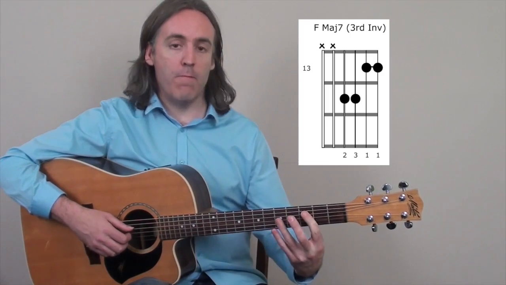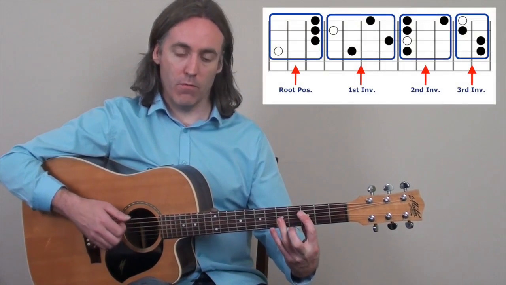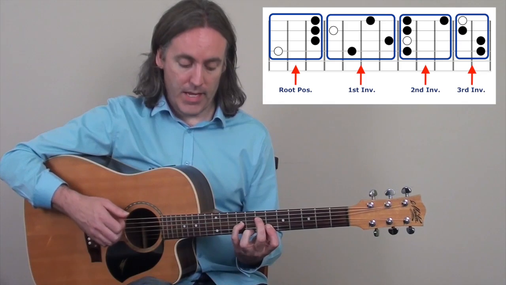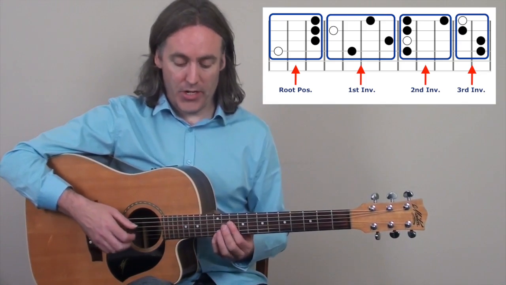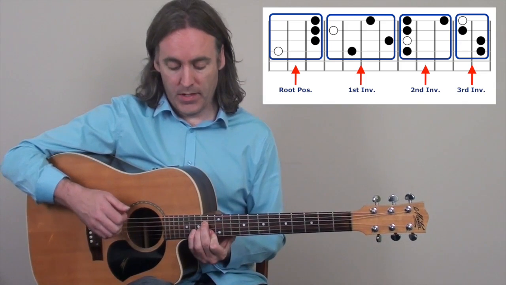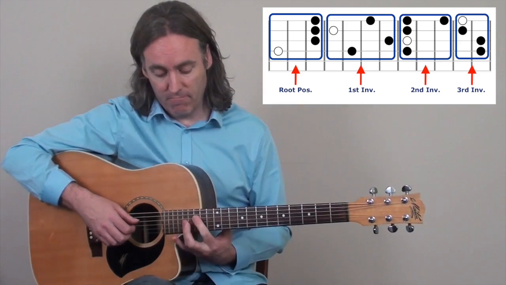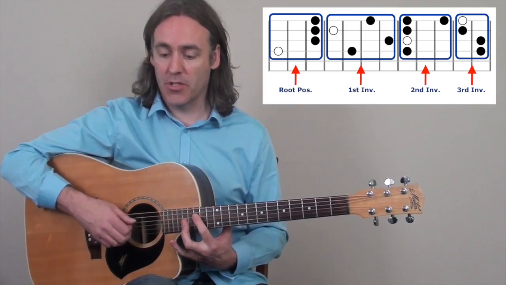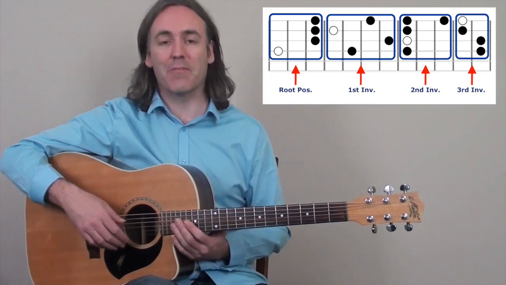So what we have are 4 different F major 7th forms. We have root position, what's known as a first inversion, a second inversion, and then the third inversion. Okay, extending the full range of the fretboard, and when we get up to the third inversion, we're back at the start again on our root position, only an octave higher, and then you can go as far as you can with your fretboard.